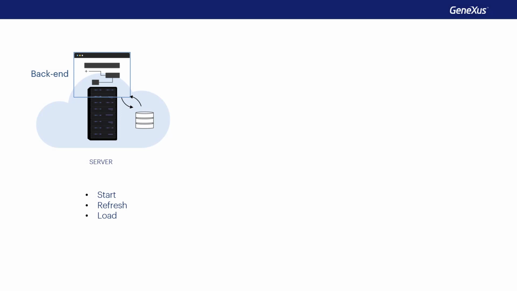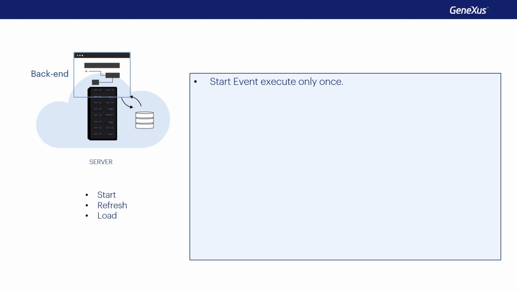Now, let's see the server-side events. The first one executed is the start event. It's executed only once, when the panel is opened, and will not be executed again unless we exit the object and reopen it. The refresh event is executed after the start event, usually only once, but it can be invoked again using the refresh command. In that case, it'll be executed more than once and will be the first event, since start will not be executed again.